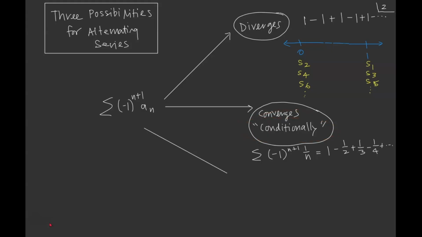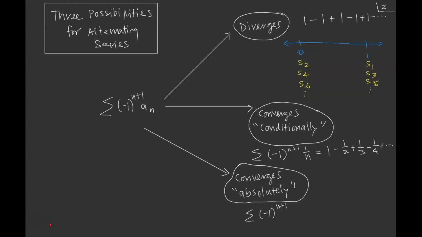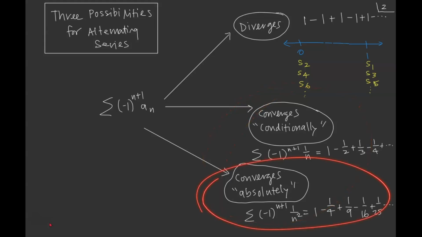The third possibility is for an alternating series to converge absolutely, which makes it sound more sure and like a stronger convergence than it is. An example of a series that converges absolutely would be the alternating series of 1 over n squared. So this is 1 minus a fourth plus a ninth minus 1/16 plus 1/25, and so on. So both of these converge, but one is a little bit of a stronger convergence. We'll talk about what that means.